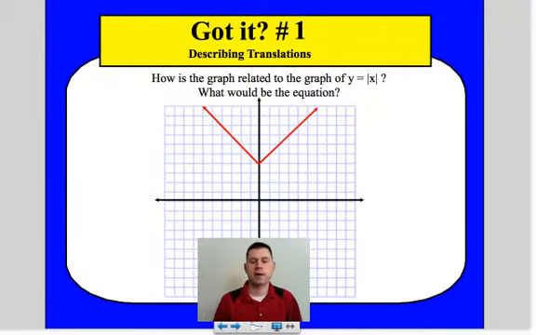Okay, so how is this graph related to the graph of y equals the absolute value of x, or the parent function? I didn't give you the equation here, but here's the graph we're talking about. We want to know how it relates to the parent function. If you didn't pay attention to the previous one, I would go back and look at what that parent function looked like. You can rewind this video a little bit and see what that looks like, or write it down in your notes.